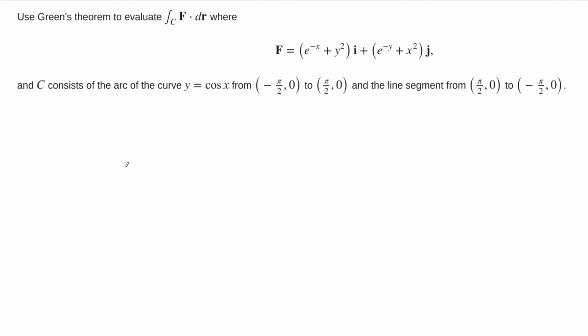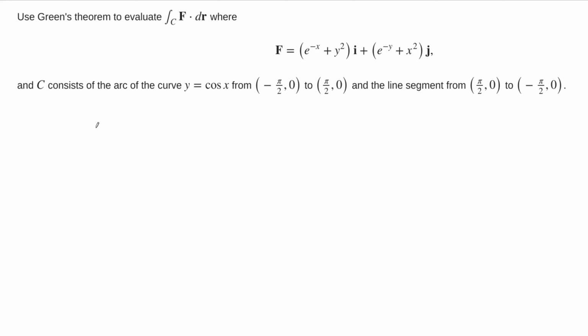All right, let's use Green's theorem to compute an example. In this example, we're asked to compute the path integral of F dot dr, where F is given to us by this formula, and the curve C consists of the arc of a cosine curve, y equals cosine x, between two points, and then the line segment that connects the rest of it.